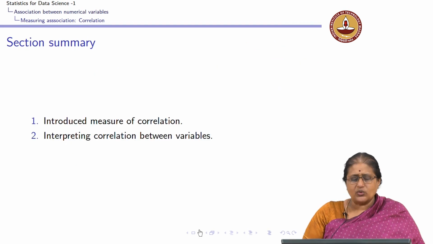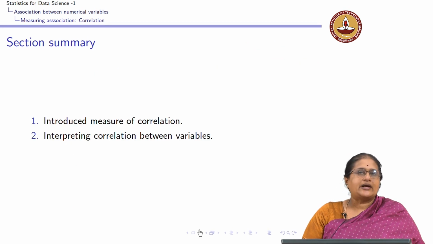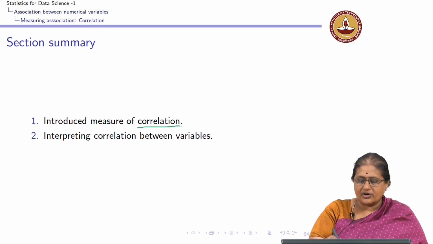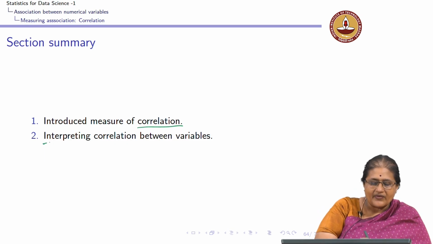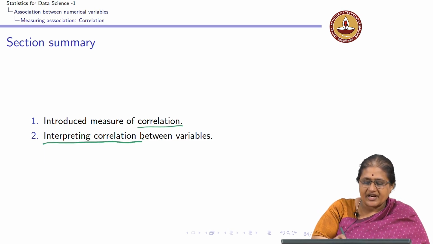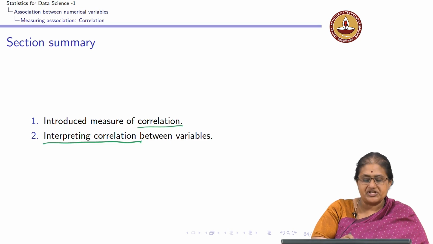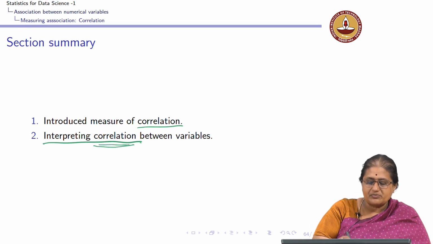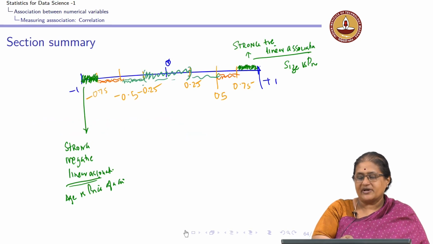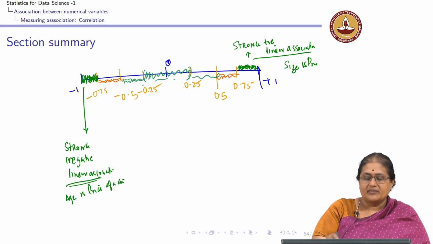Once we do this, we come to an end of this section. First, we introduced the measure of correlation, and then we saw how to interpret the strength of a linear relationship by using this measure of correlation and seeing where the measure lies.